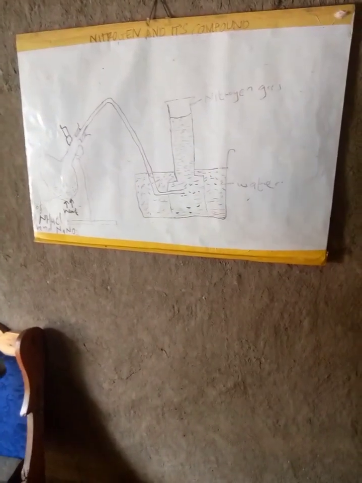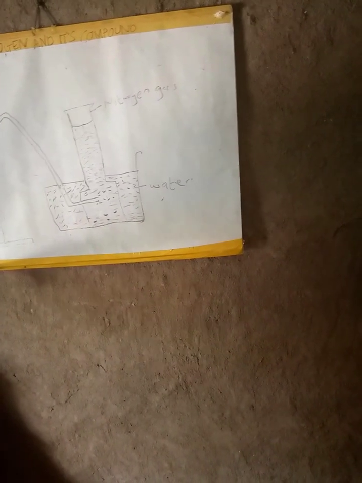This is a simple setup for laboratory preparation of nitrogen gas. Laboratory preparation of nitrogen gas. This is ammonium chloride and sodium nitrite. They are reacting in the presence of heat to form nitrogen gas.